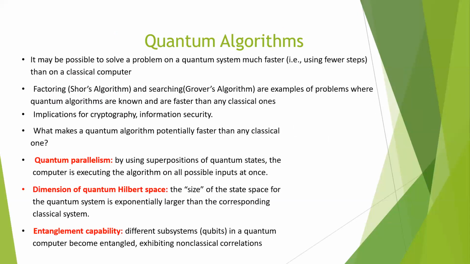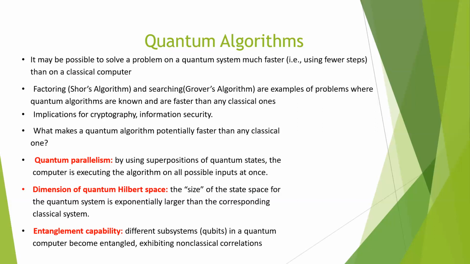Now we come to the quantum algorithms. It may be possible to solve a problem on a quantum system much faster, that is, using fewer steps, than on a classical computer. Shor's factoring algorithm and Grover's search algorithm are examples of problems where quantum algorithms are known and are faster than any classical ones. Implications for cryptography and information security are also given by quantum algorithms.